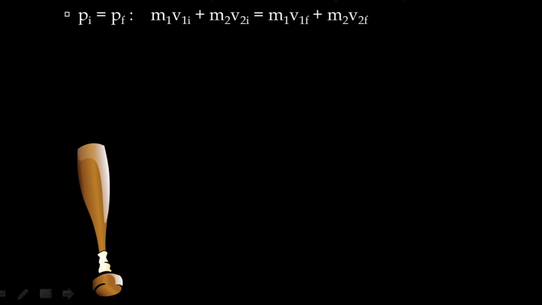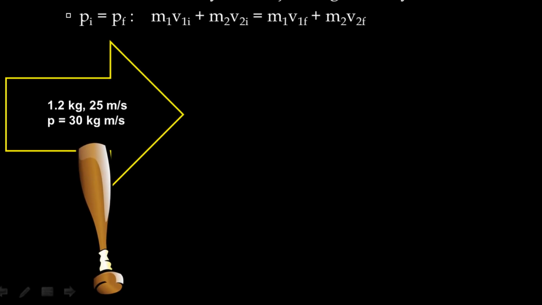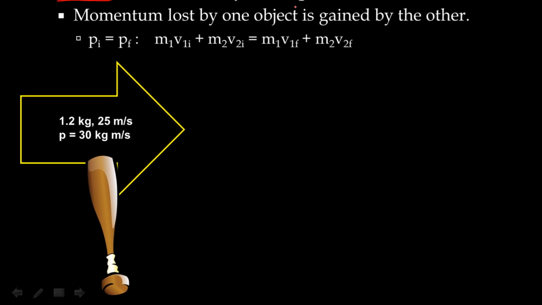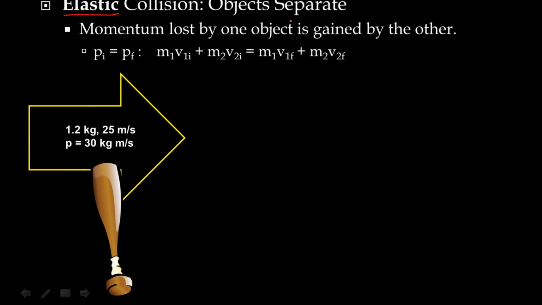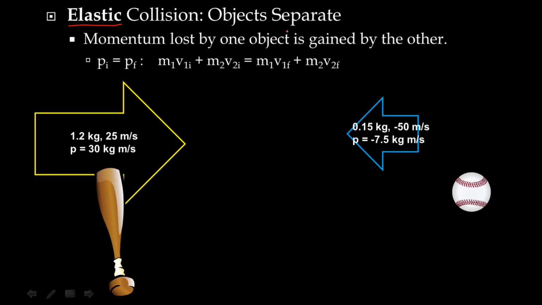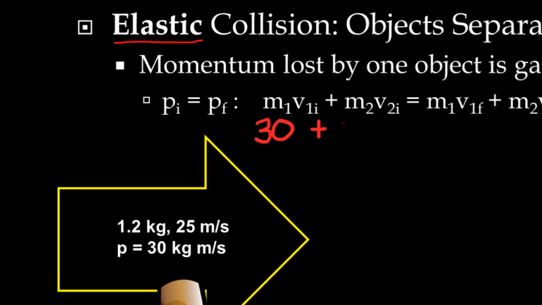We'll have a baseball bat that's being swung to the right at 25 meters per second. We can see that our momentum is 30 kilogram meters per second, 25 meters per second times 1.2 kilograms. And it's going to be hitting a ball that's pitched to the left. The ball is being thrown at 50 meters per second. It has a mass of 0.15 kilograms. We see that our momentum is a negative 7.5 kilogram meters per second, negative because the ball is moving to the left.